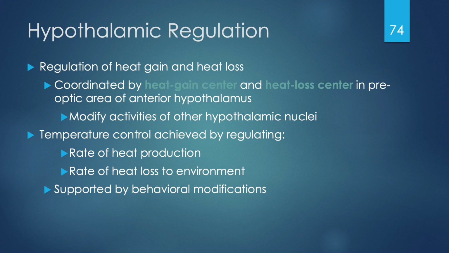So temperature control can be achieved by regulating a couple different things, either the rate that we produce heat at or the rate at which we lose heat to the environment. But we can always modify these. So we can have behavioral modifications, for example, dressing differently.